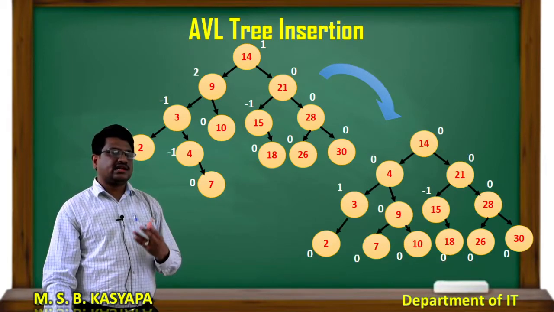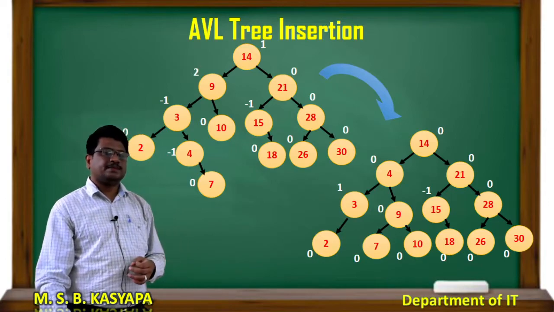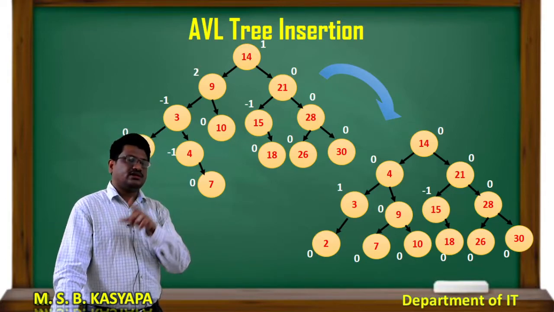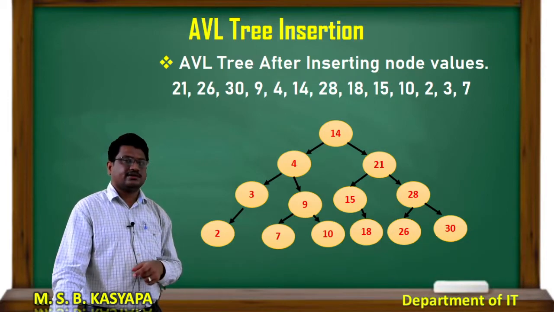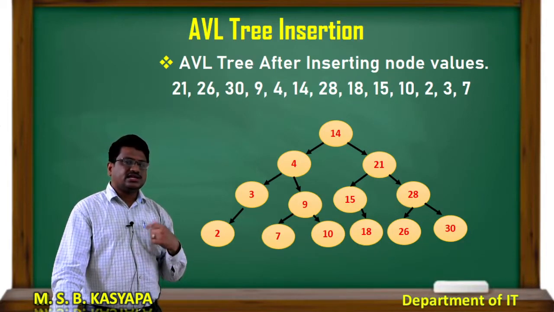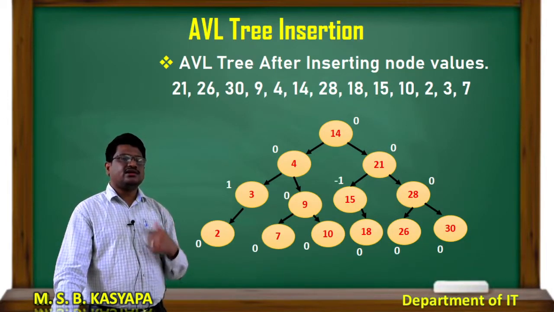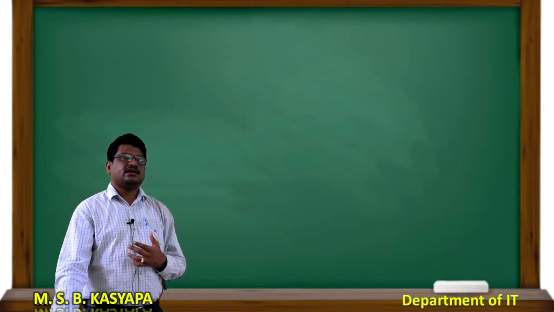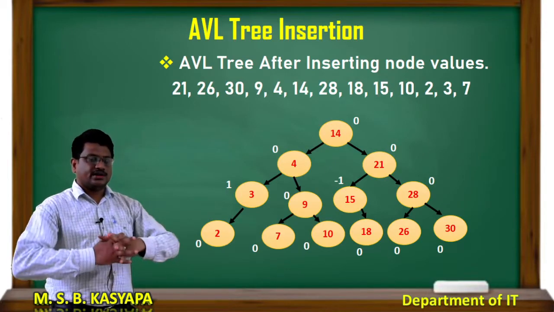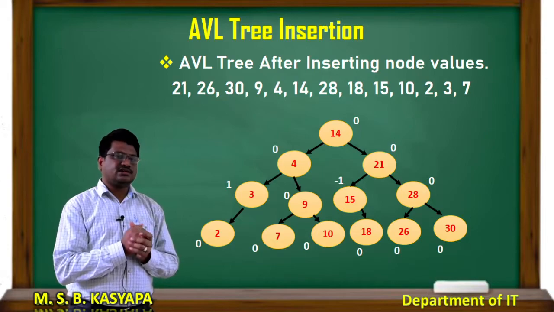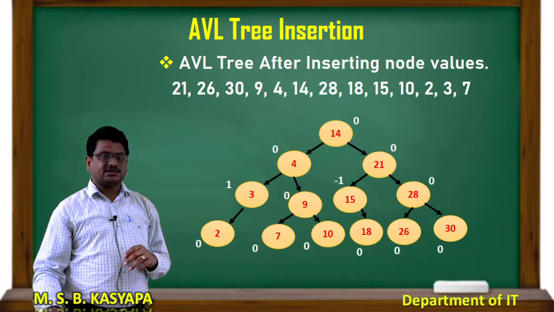If I calculate the values, now the values are 0, 1 or -1. Now it is an AVL. After inserting the values, now the AVL tree looks like this. Okay. Now we have completed the insertion. Now I am moving to the deletion part.